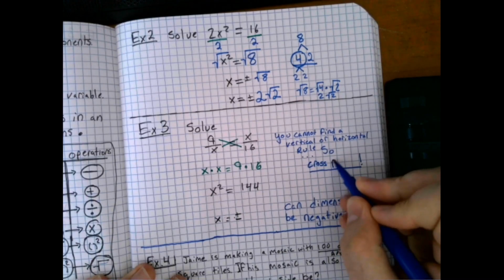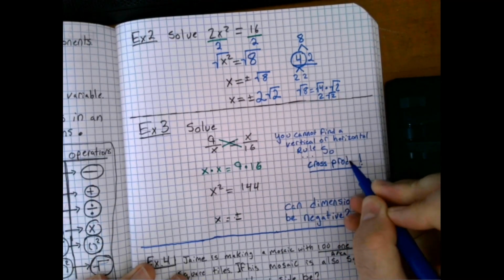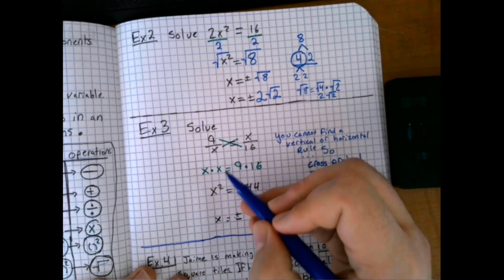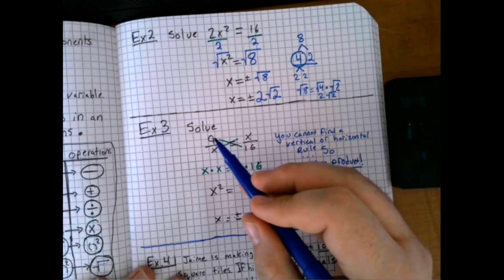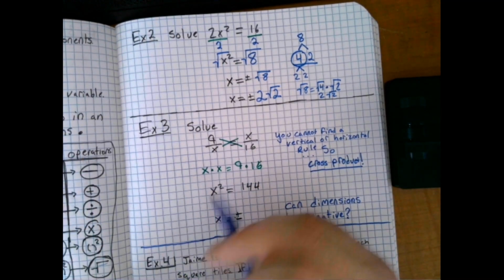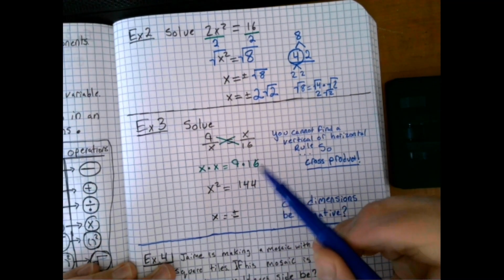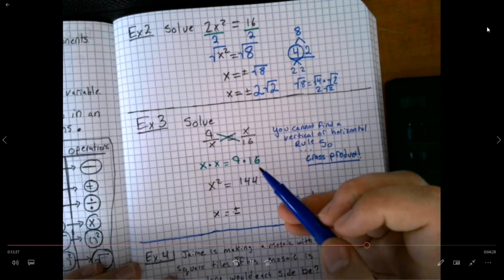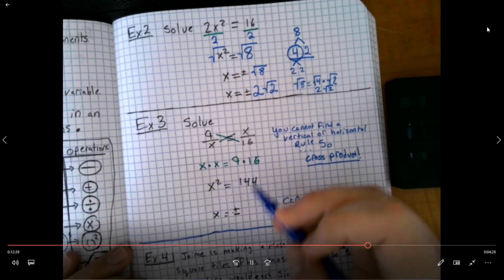Now, a cross product is when we cross multiply. We go across the equal sign and multiply. We multiply 9 by 16. We're going across the equal sign. We multiply x by x. We're going across the equal sign. X times x is going to be x squared. 9 times 16 is going to be 144.